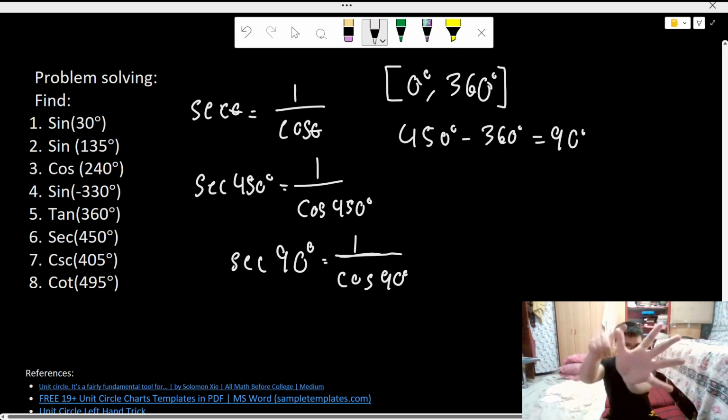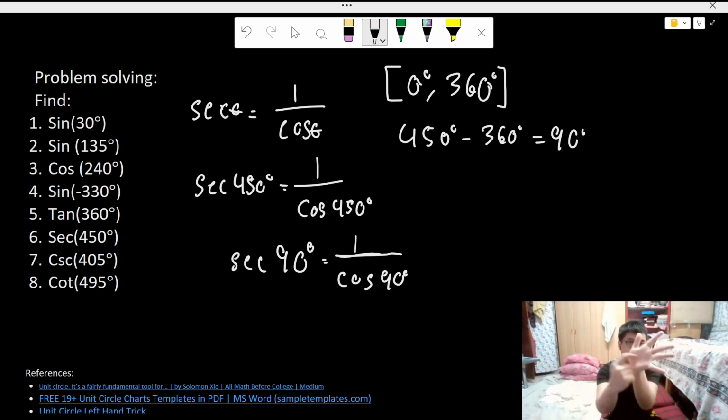So cosine 90 degrees here: 0, square root it, it's still 0. Divided by 2, it's 0. So we have 1 all over 0. Here, you cannot divide any number by 0.